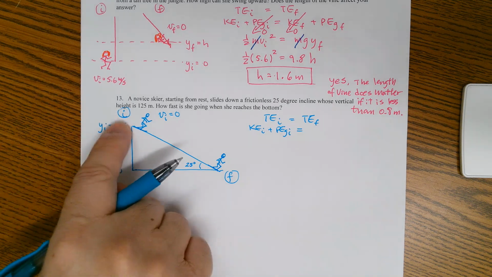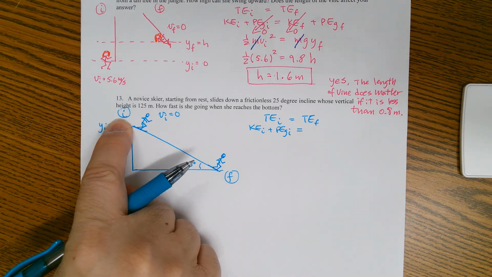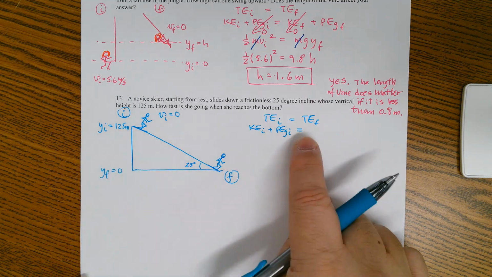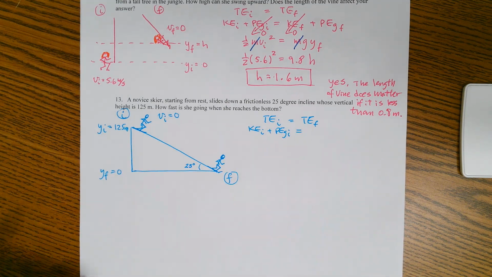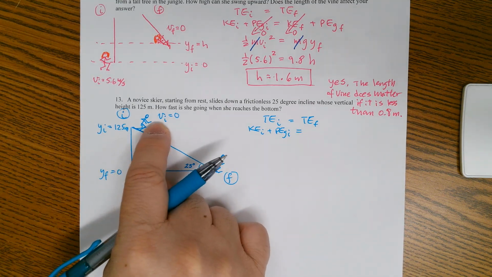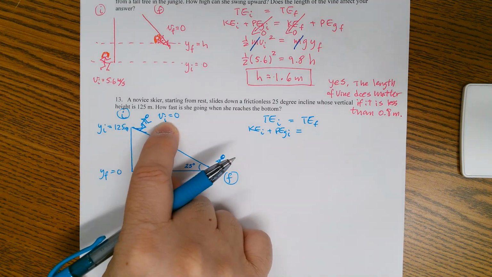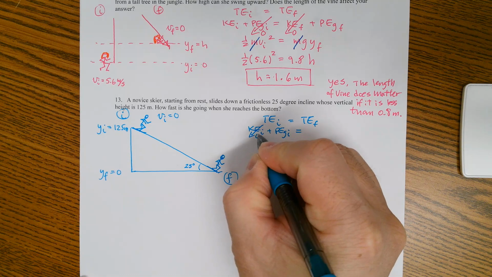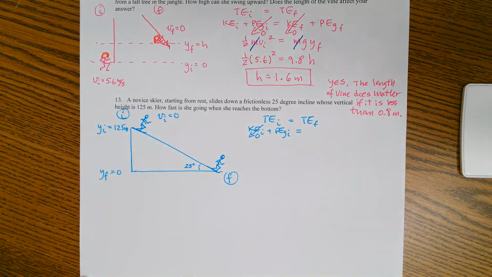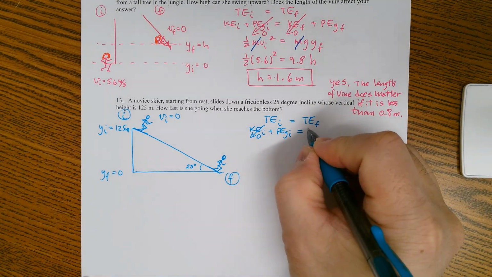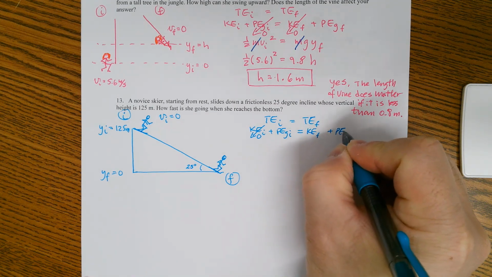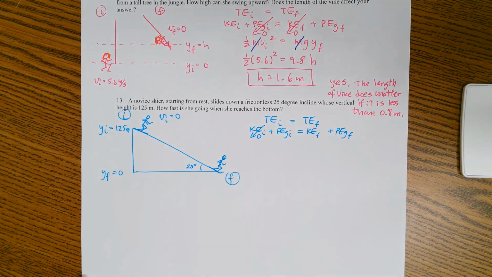Then you ask, initially, does she have any height? If yes, she has gravitational potential energy. Second question, is she moving initially? The answer is no. Therefore, the kinetic energy is zero initially. And you could also write down the final total energy is kinetic energy final plus the gravitational potential energy final.